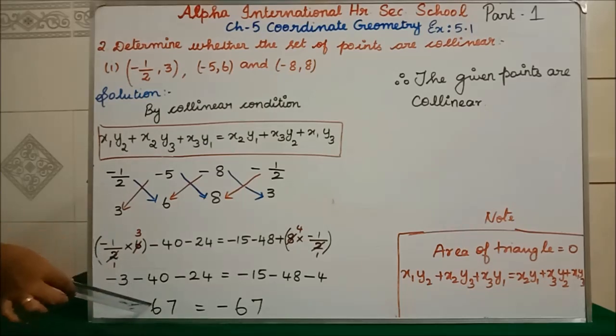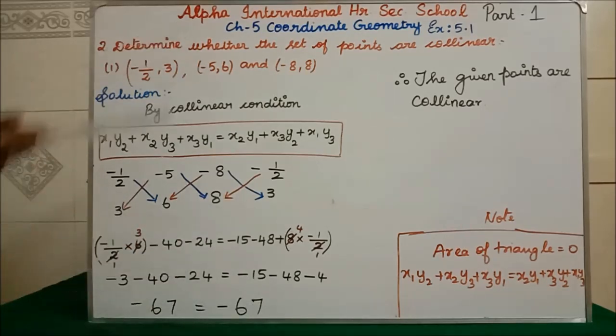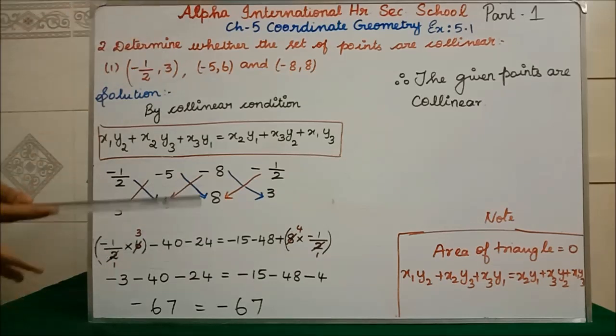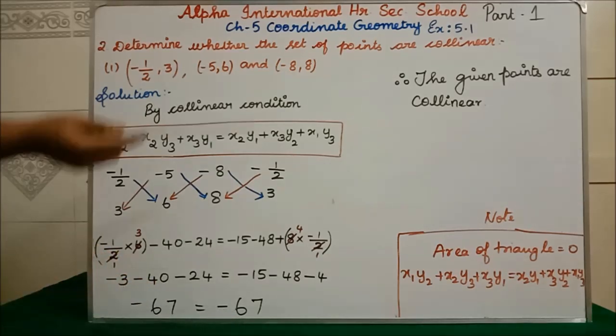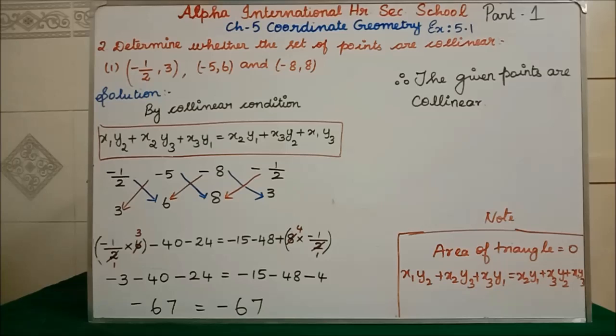Here if you get LHS equal to RHS, you write the given points are collinear. If you get LHS not equal to RHS, you write the given points are not collinear. Clear? Here we have got LHS equal to RHS, so we have written finally the given points are collinear. With this the second problem is over. I have done the first subdivision, you are going to do the second subdivision as homework.